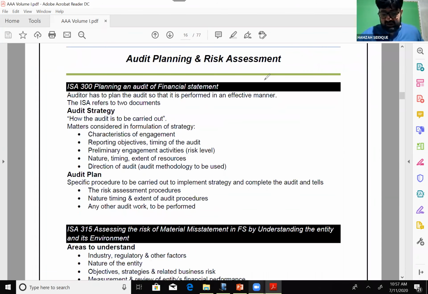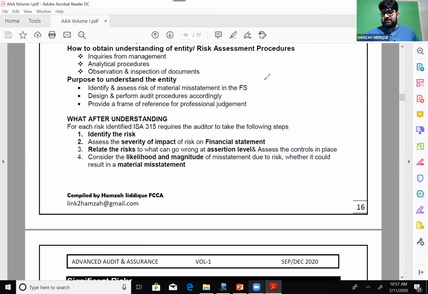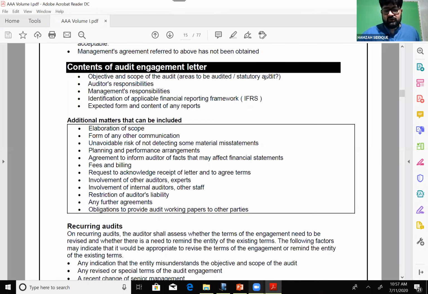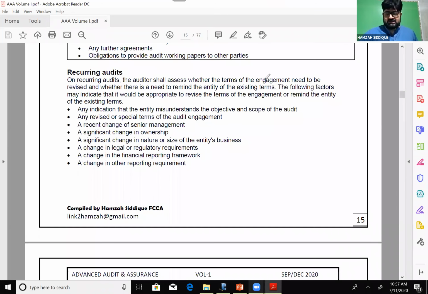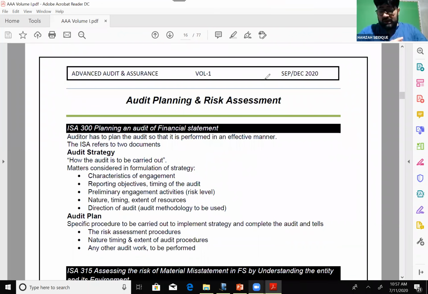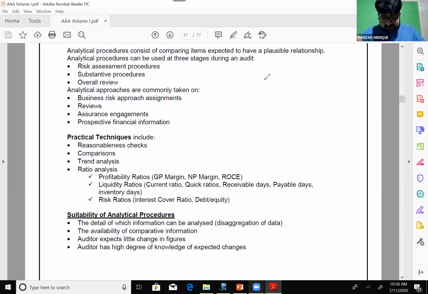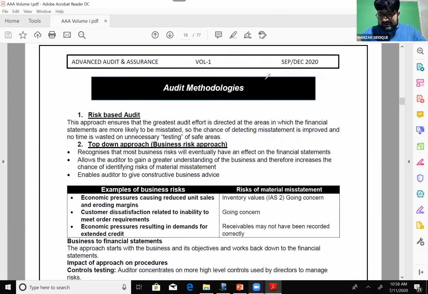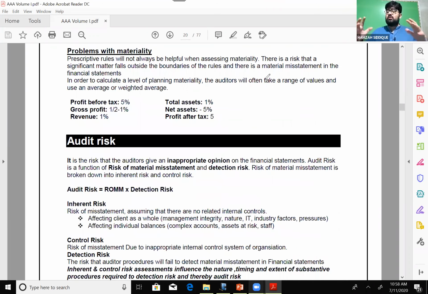Students, that's the end of this first section of the chapter, accepting the audits. In the next class, we will be starting audit planning and risk assessment. This is a very important area, minimum 24 marks in question number one. I'll be discussing all this area, and that will be conceptual knowledge, so I request you to go through it as well.